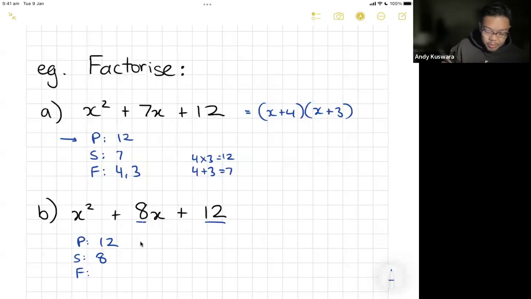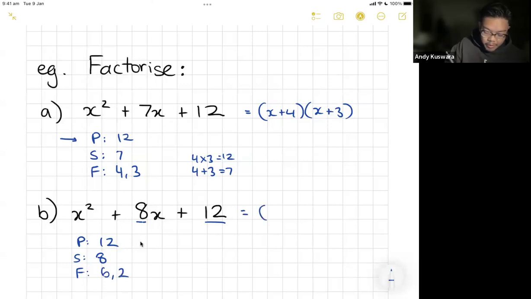And I'm trying to think, what are two numbers that multiply to give me 12, but will add to give me 8? Okay, now for me, I know that these ones are going to be 6 times 2, because I know that 6 times 2 is 12, but 6 plus 2 is 8. Okay, so this is where you're going to have to do a little bit of work in your own head.